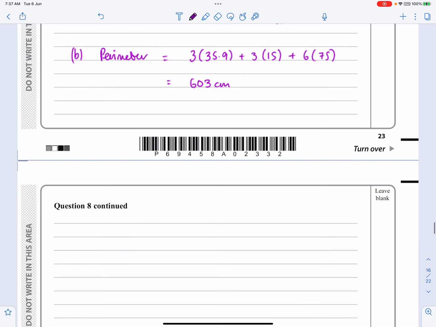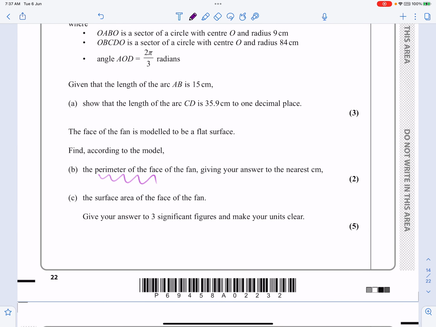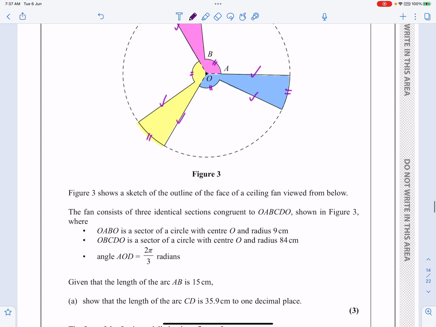And then part C. Part C says, can we find the surface area of the fan? Again, just keep going back and checking these: nearest centimetre. This next one's going to be 3 sig figs. That one was 1 decimal place when we're going through and doing them. Right, can I find the surface area of the fan and give my answer to 3 significant figures and make my units clear? Well, unit's going to be centimetres squared.